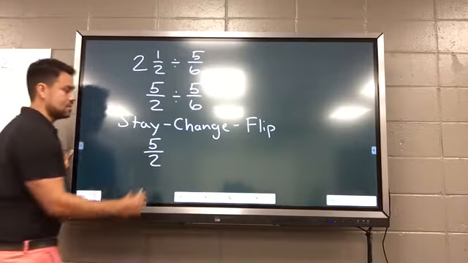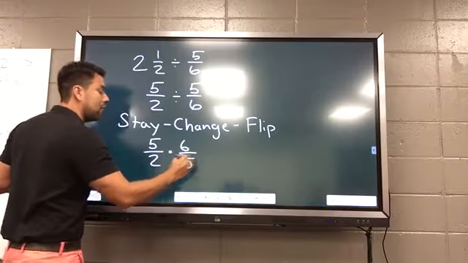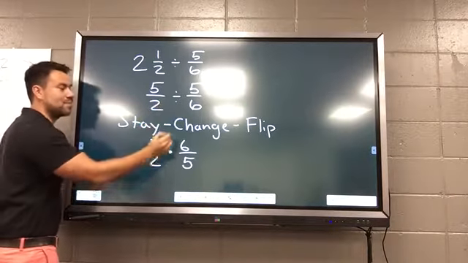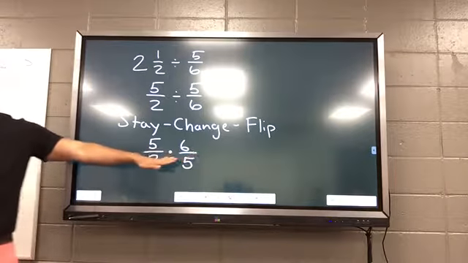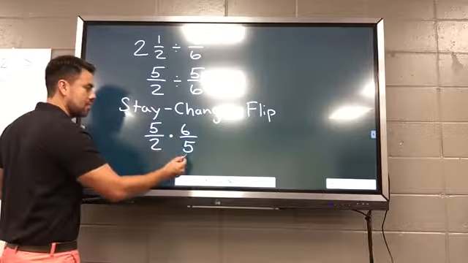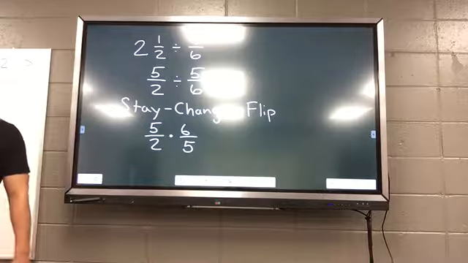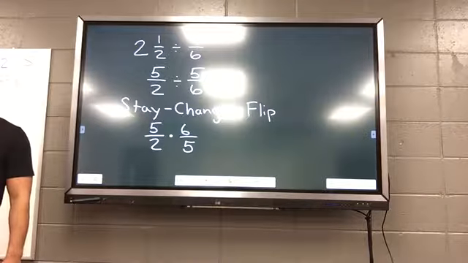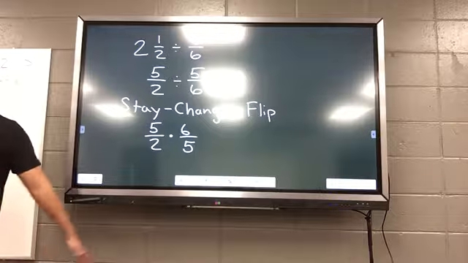Oh, yeah, sorry. 5 over 2 divided by 6 over 5. Okay, 5 over 2 times 6 over 5. That's all right. Do we get, that's how you write it as a multiplication problem? Okay, this fraction and the original fraction are obviously not the same. 5/6 is not the same thing as 6/5. They are called what of each other?